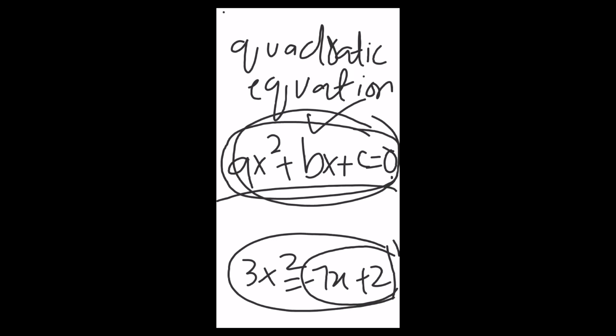I'm just writing here, it's 3x squared. Now 7x will move towards my left hand side, so it will become plus 7x, and the 2 will become minus 2, is equal to 0. Now this one, the middle one, is the exact standard form of my quadratic equation. Did you get this concept now?